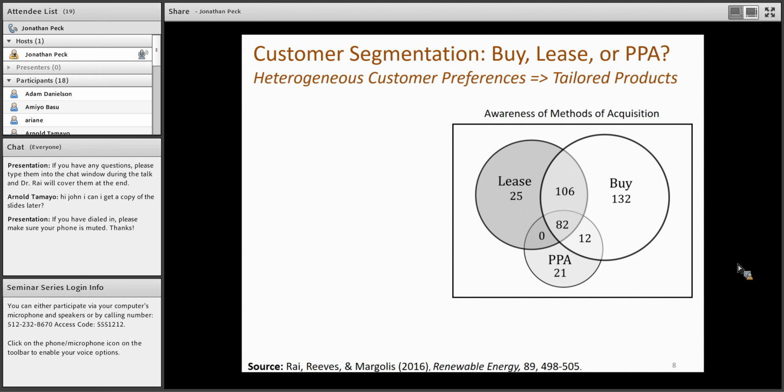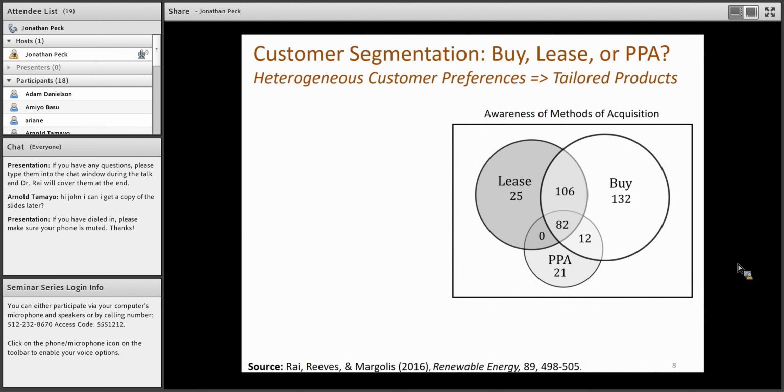And the 82 at the very center are the respondents who had the option to either lease, buy, or PPA. This is all very interesting because it allows us to understand what specific attributes the customers were looking for, interested in, and valuing, that then incentivized or motivated them to go one way or the other, given they had multiple choices or routes to adopt a system or not.